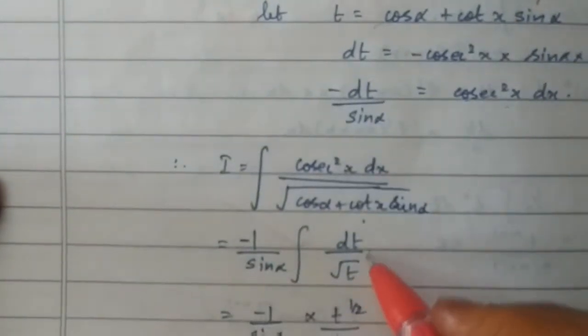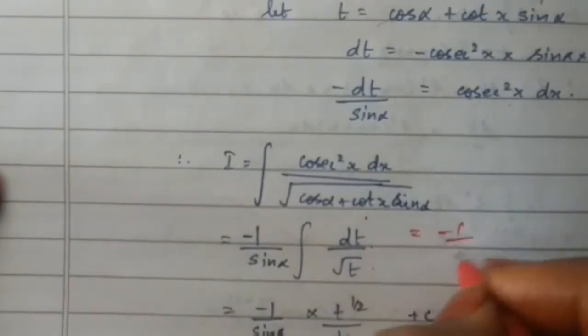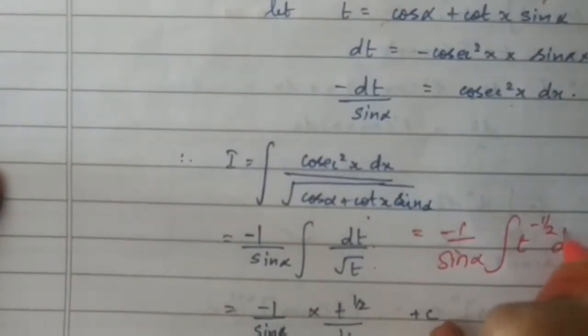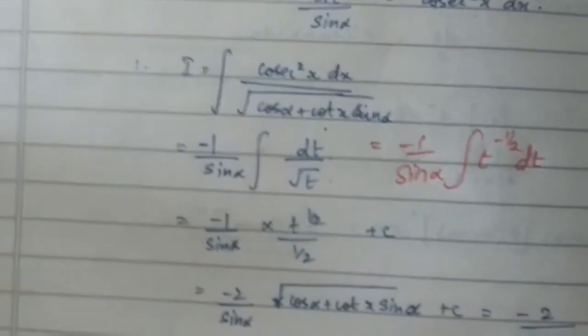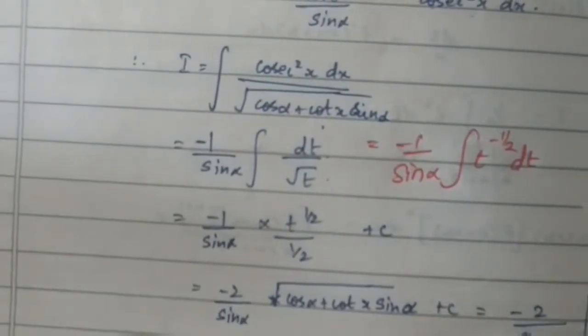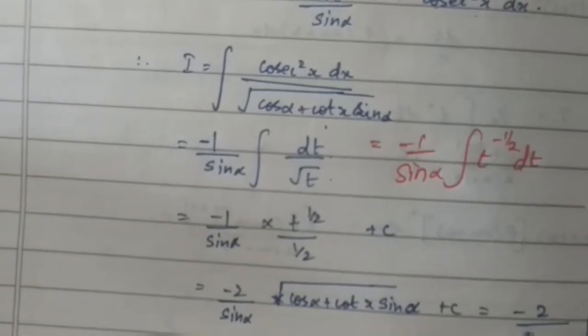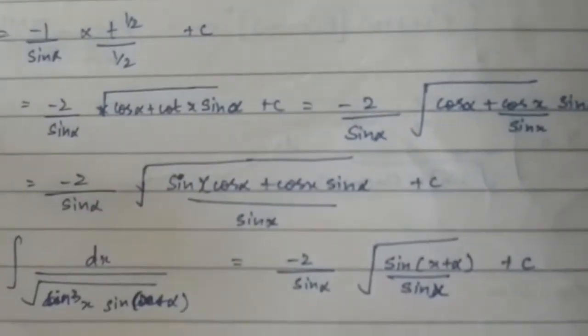Dt by root t can be written as t power minus half. This can be written as minus 1 by sin alpha integral of t power minus half into dt. When you apply the integral of x power n dx formula, you will be getting t power half divided by 1 by 2. When you reciprocate, write minus 2 by sin alpha into t power half plus c. After that, substitute the value of t. After that, write the final step.